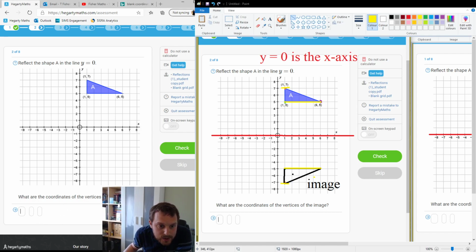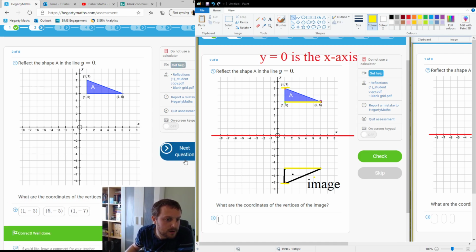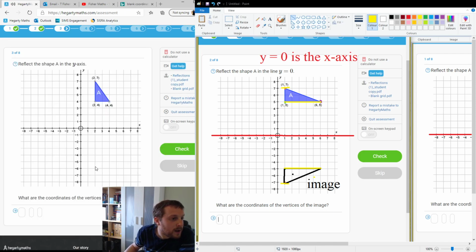What are the coordinates? So there's 1, minus 5. There's 6, minus 5. And there's 1, minus 7. Right, great. So let's have a look, because I might... right, in the y-axis. So we will do one like this as well.